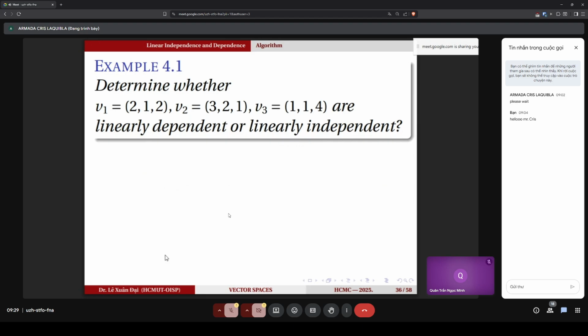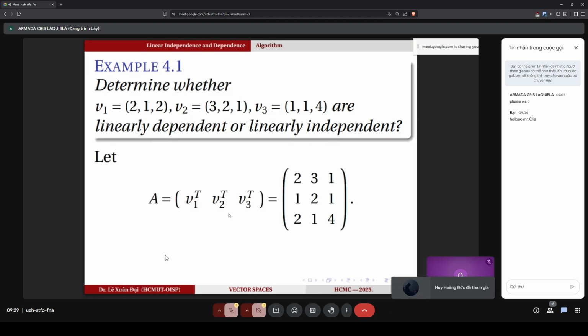Determine whether v1, v2, v3 are linearly dependent. You arrange them so that v1 is in the first column, v2 in the second column, and v3 in the third column. Because there's a T there, you have to write it transposed, so instead of writing it in the first row, you write it in the first column. That is why there's a T there.